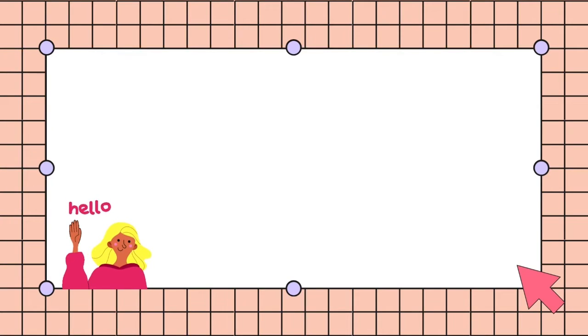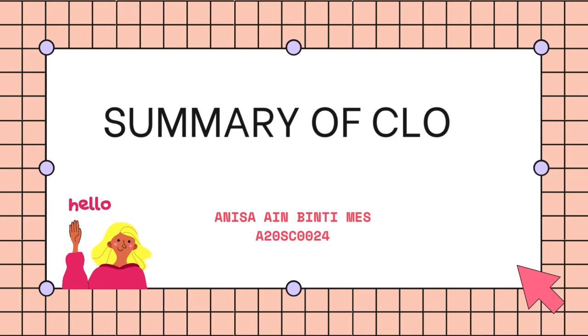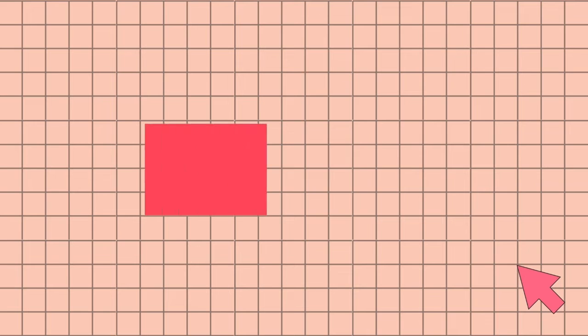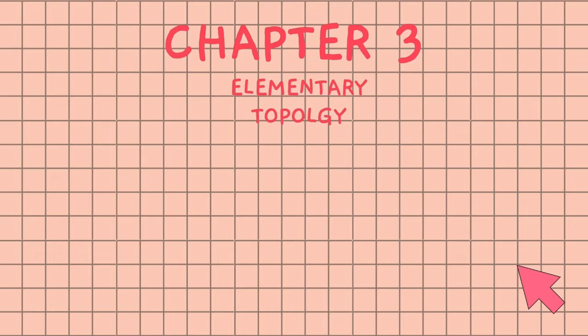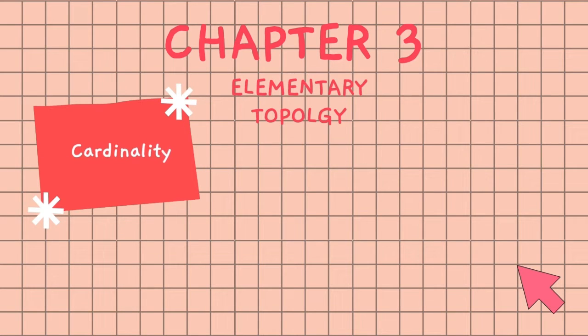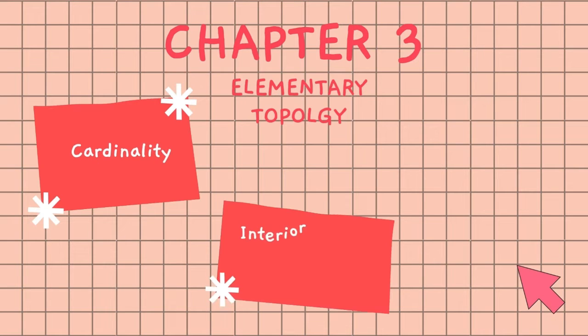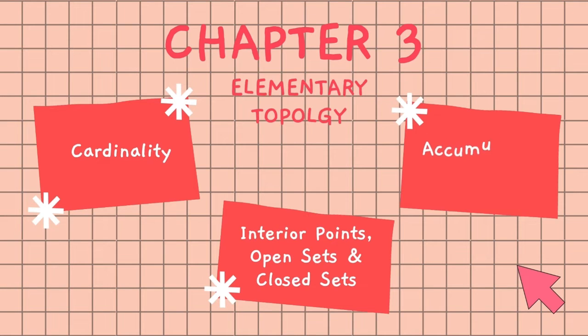Assalamualaikum and hi everyone. In this video, I want to summarize Chapter 3, Elementary Topology, which is included in Course Learning Outcome CLO2. This chapter is divided into 3 subtopics. The first one is cardinality, where we will discuss how to analytically count elements in a set. In subtopic 2, we define interior points of a set and use the definition to define and discuss the properties of open and closed sets. And the last subtopic deals with accumulation points of a set.